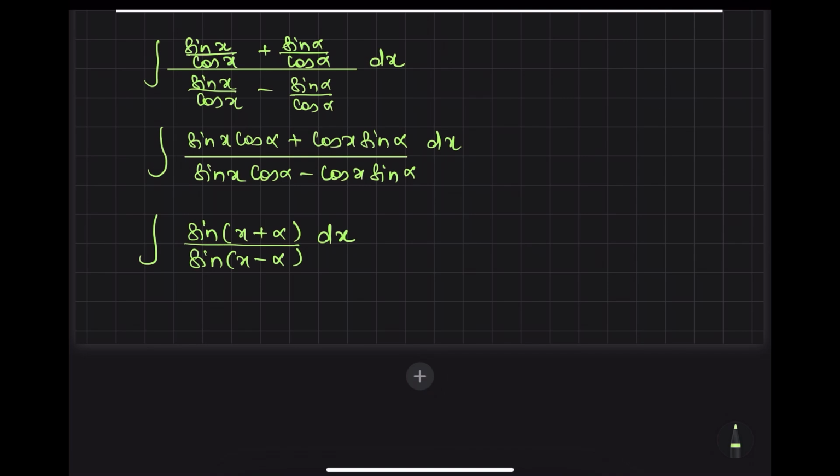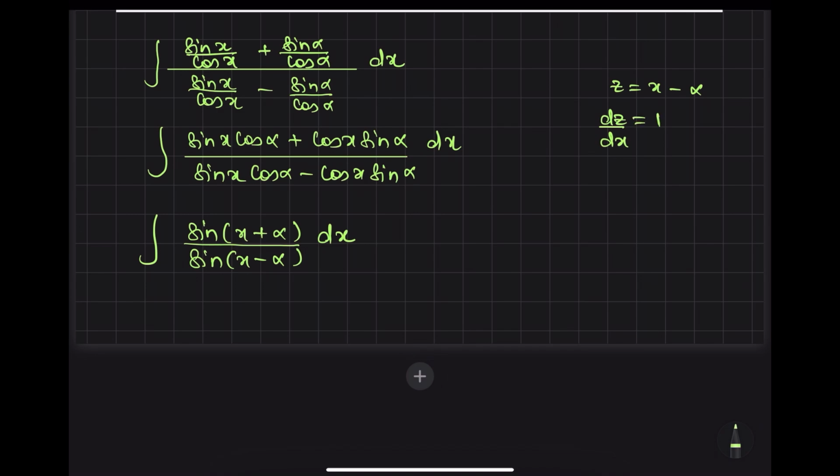Now again you know that the argument is different. Although the trigonometric ratio is the same, the argument is different. So for the time being I will take the argument of the denominator as z, because we have a problem with the argument, not with the whole denominator. Trigonometry is not the problem. So z equals x minus alpha. Differentiate this with respect to x, so dz by dx is 1.